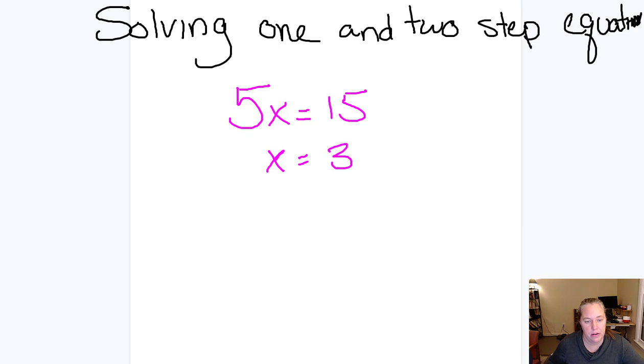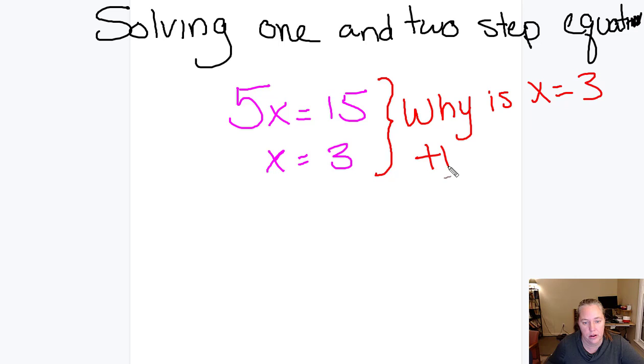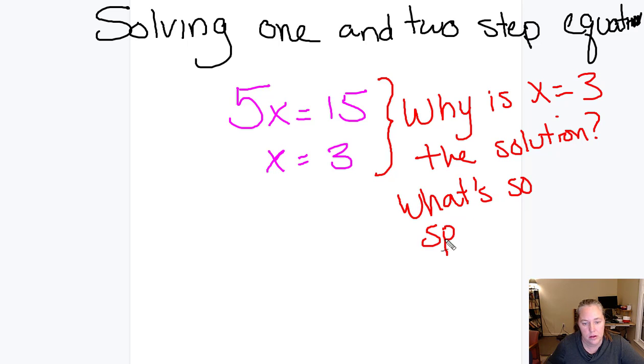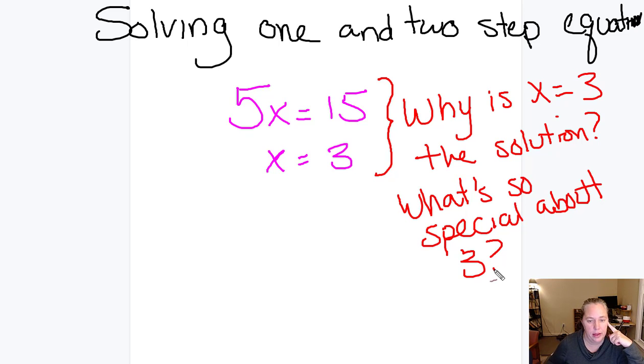This part in red that I'm going to write, you don't need to put in your notes. I'm just going to write this out. Why is x equals 3 the solution? Okay, and I'm going to say, what's so special about 3? So I'd like you to pause and think about that. Okay, and now we're going to talk about it.